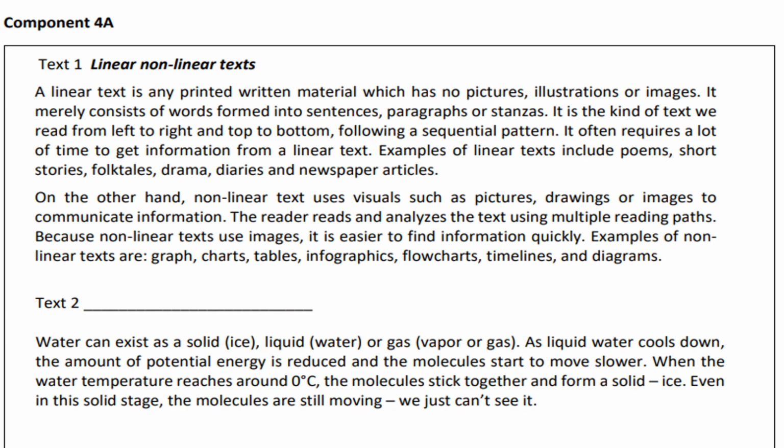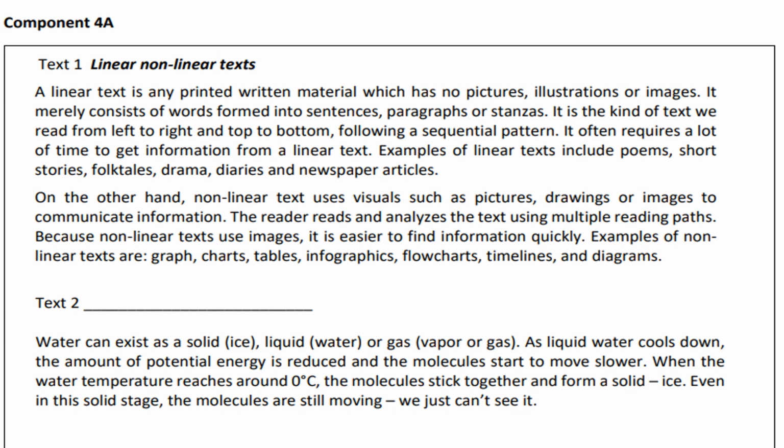It is the kind of text we read from left to right, top to bottom, following a sequential pattern. It often requires a lot of time to get information from a linear text. Examples of linear text include poems, short stories, folktales, drama, diaries, and newspaper articles.